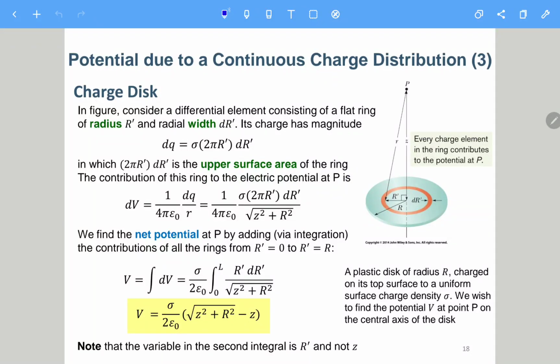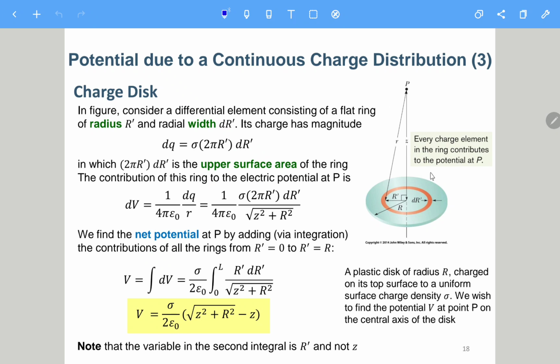Okay, so let's continue. Here we'll talk about how to calculate the potential due to a continuous charge distribution.